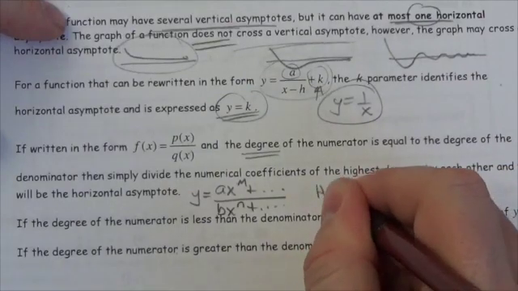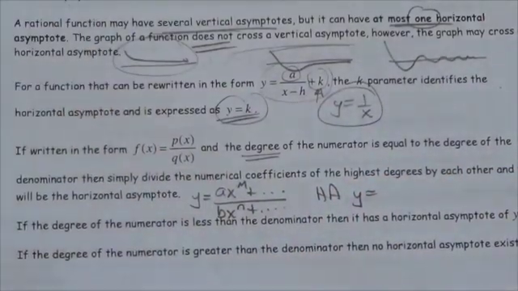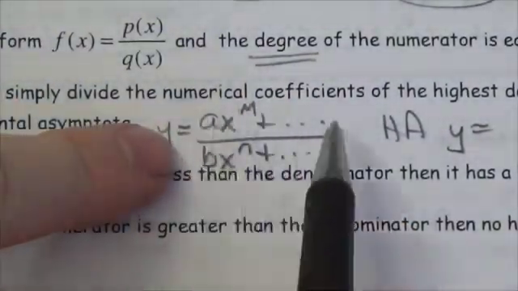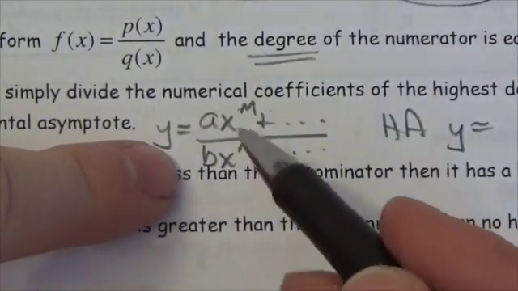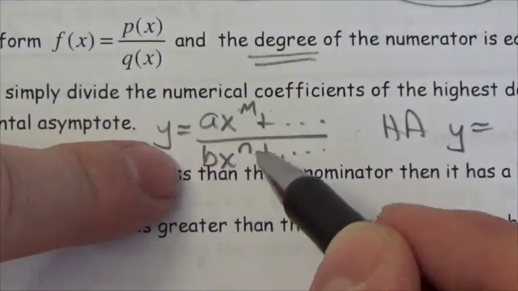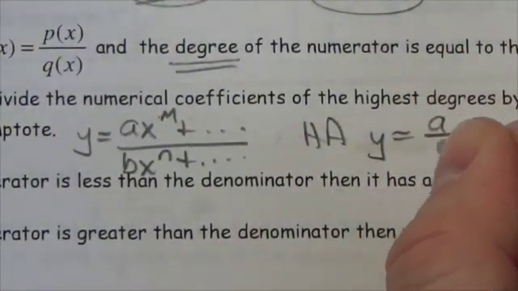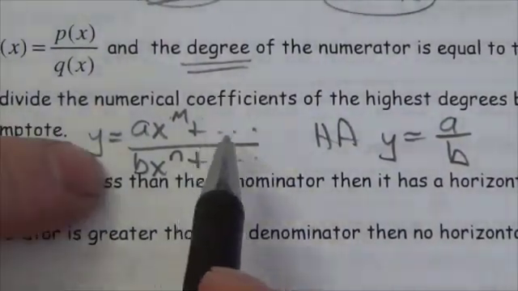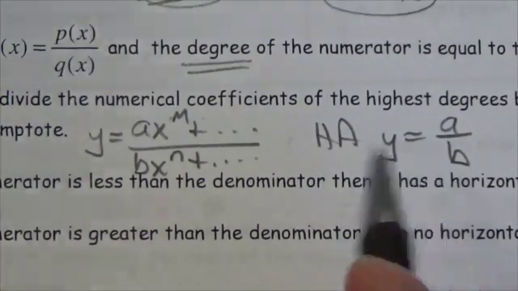Then my horizontal asymptote will be, if m and n, let's zoom in on that. I'm assuming m is the largest degree in the numerator, n is the largest degree in the denominator. If those two are equal, so if I've got ax cubed over bx cubed, then my horizontal asymptote is going to be a over b. It's going to be the ratio of those two terms. Now notice, I don't even care what else comes after that. It makes absolutely no difference.